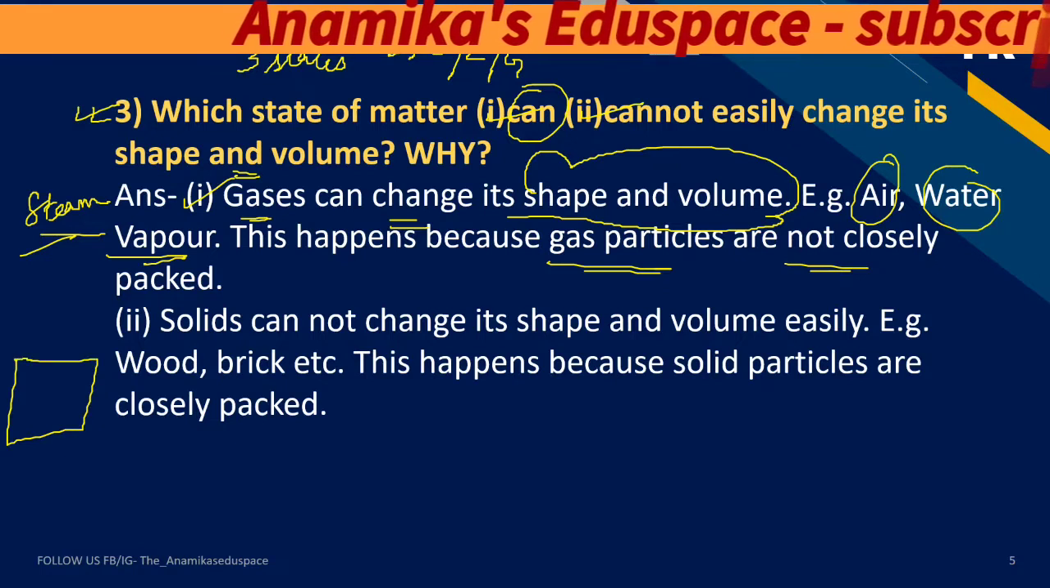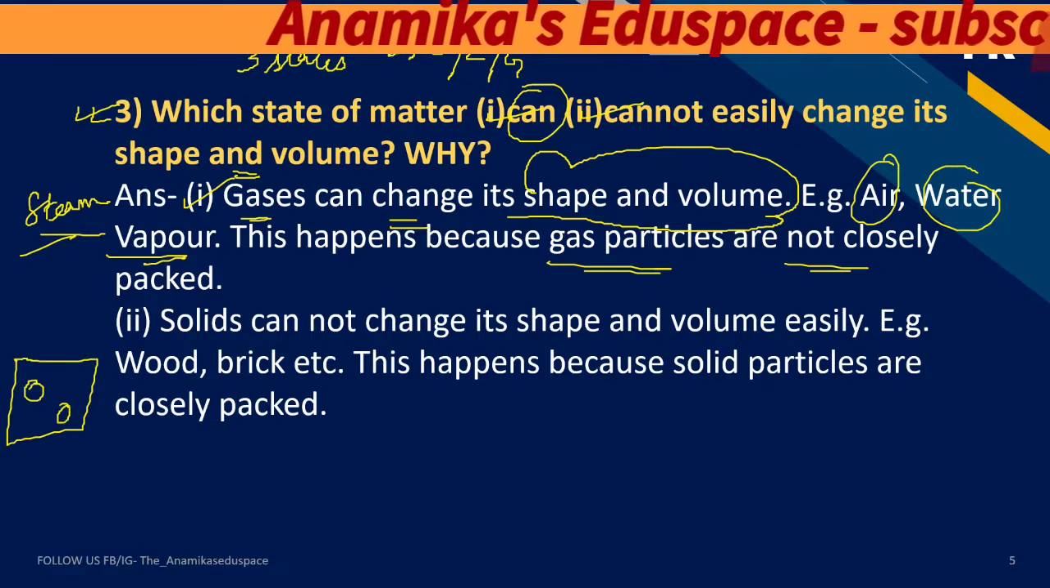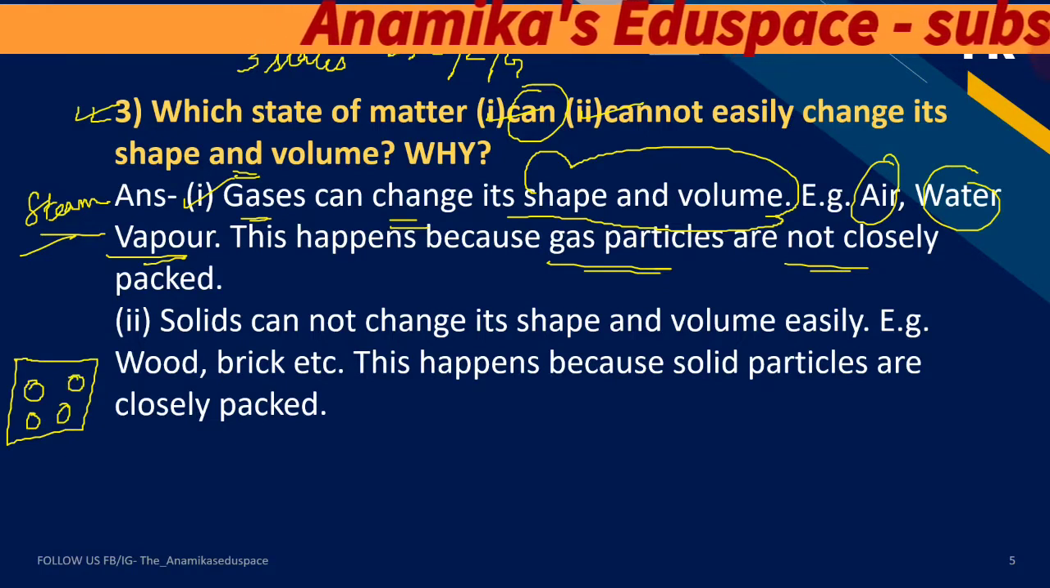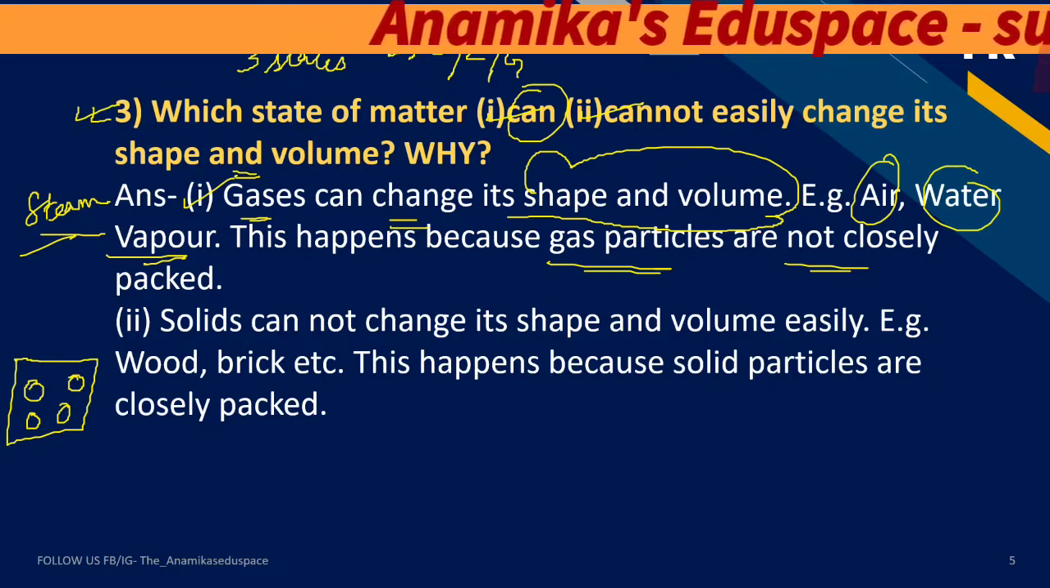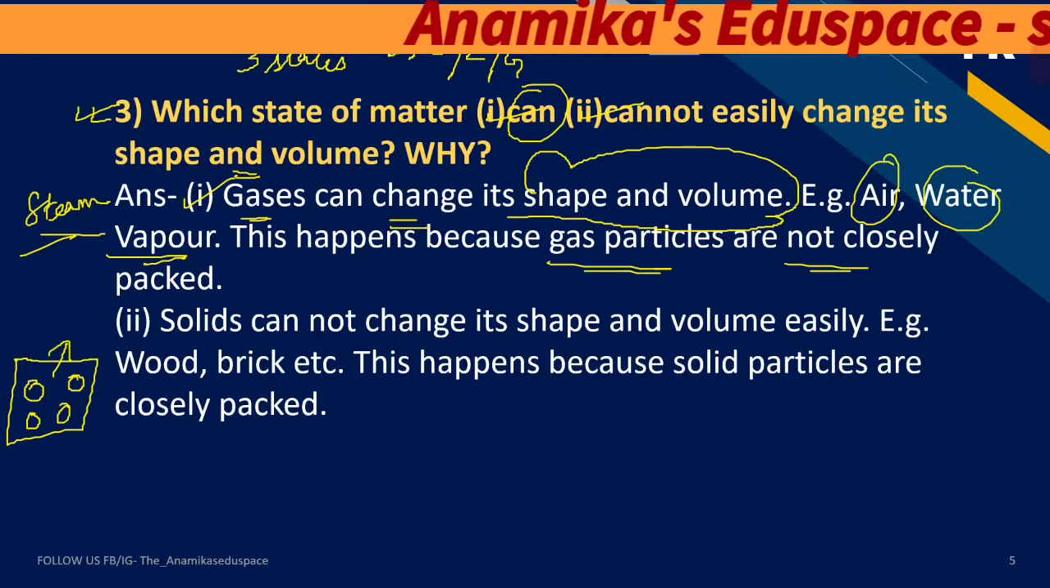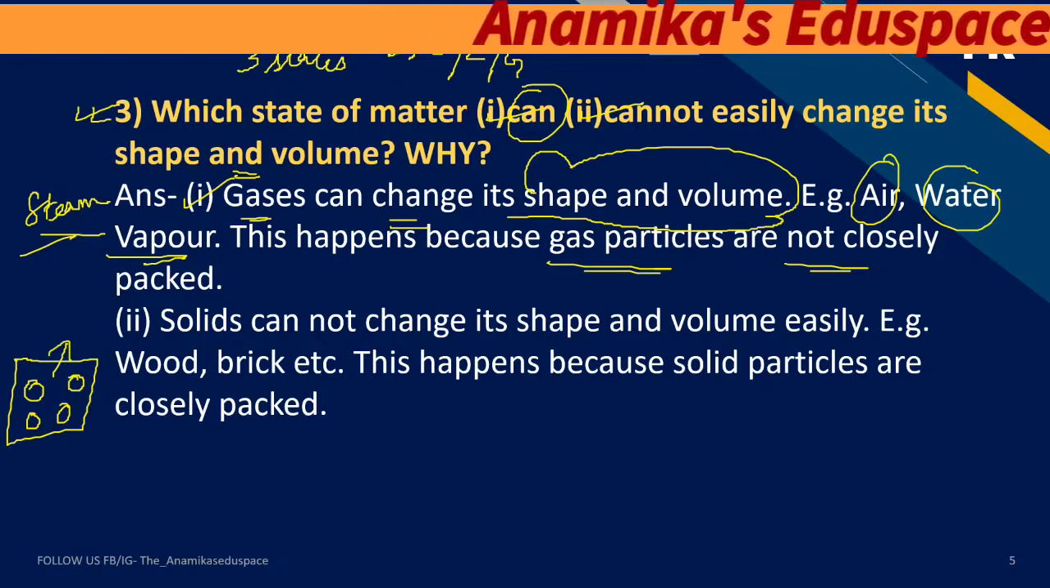So if we draw this picture, here is one gas particle, another is here, another is here and another is here. There is no attraction between them and they do not stick together. So they can move easily and separate, and they can easily change shape and volume. Clear?